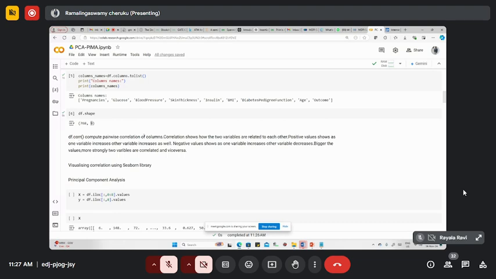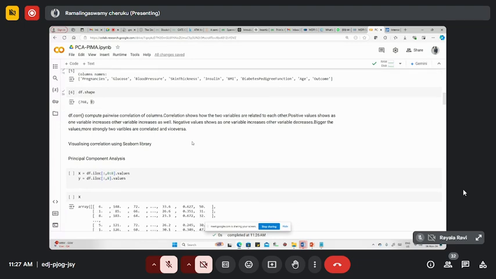So what is this data dot corr? It computes the pairwise correlation of the columns. Correlation shows how two variables are related to each other. A positive value shows that as one variable increases, the other variable increases as well, whereas a negative value shows that as one variable increases, the other decreases. So the bigger the value, the more strongly two variables are correlated, and vice versa. So that's about the correlation concept. How do we compute this covariance, sigma x? You can easily compute it by using the NumPy library.